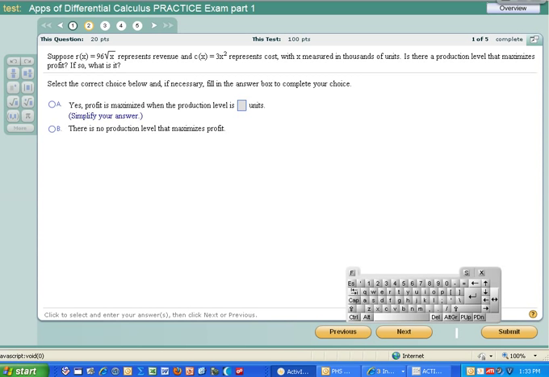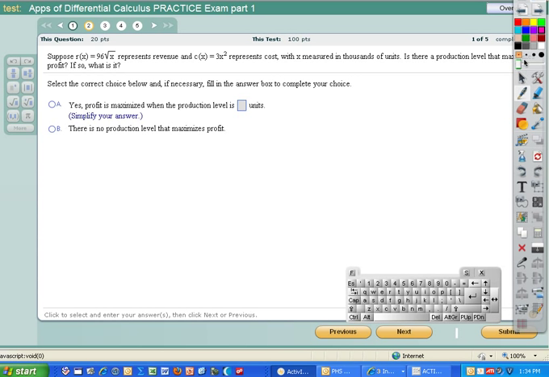Okay, so how do we find profit if we're given revenue and cost? What's the simple formula? What is profit in terms of revenue and cost? Revenue is how much money we're bringing in. Cost is how much money we have to pay out. Revenue minus cost. Right. So let's write a profit function then. So profit as a function of x would be revenue, 96 times the square root of x, minus C of x, 3x squared.